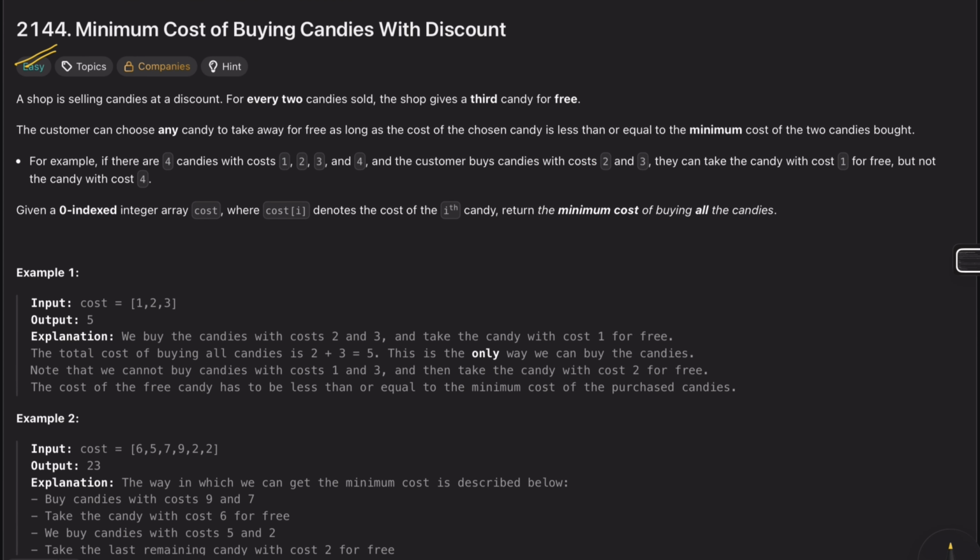Welcome back. So in this video we are going to understand the LeetCode problem number 2144. It's Minimum Cost of Buying Candies With Discount.